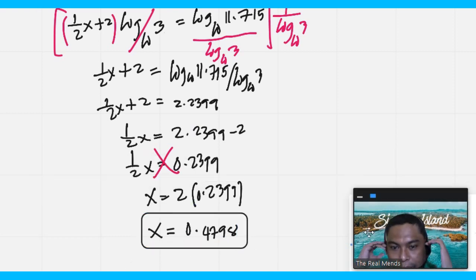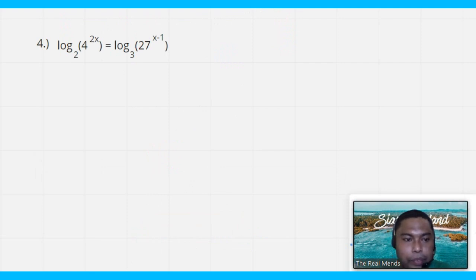Okay, let's proceed to problem number 4. For problem number 4, we have log base 2 of 4 raised to 2x is equal to log base 3 of 27 raised to the exponent of x minus 1. So this will be our solution.